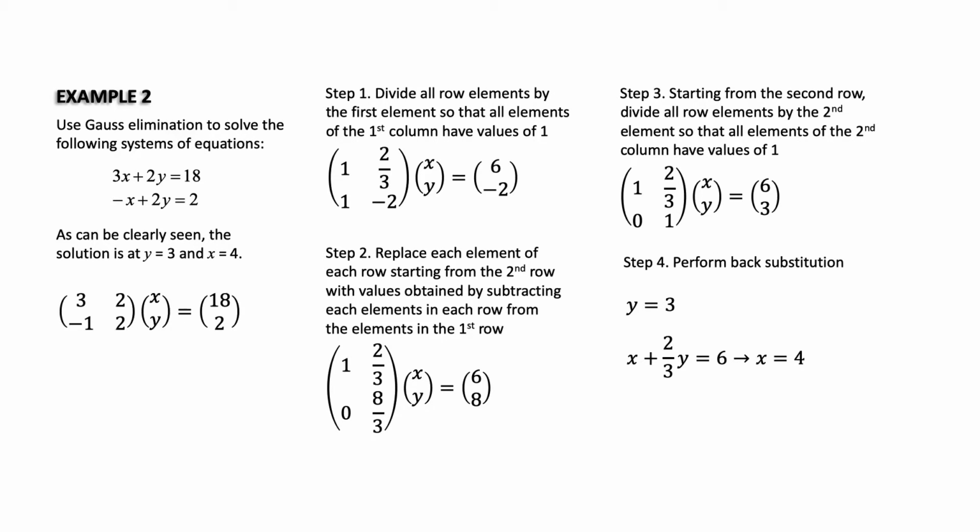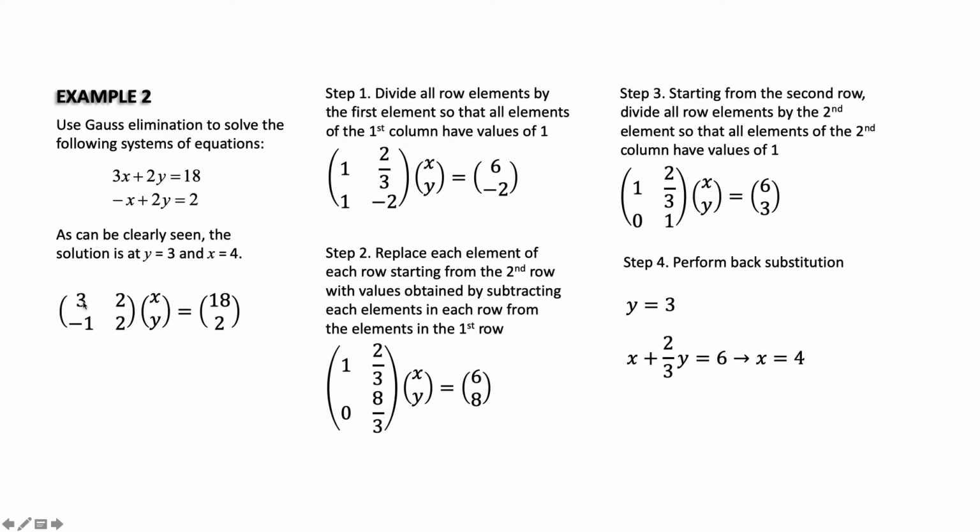The main idea is to convert the given matrix, which is this one, into an upper triangular matrix where the diagonal elements are all ones. The first step is to divide all row elements by the first element so that all elements of the first column have values of 1. In other words, we want these values to be just 1.